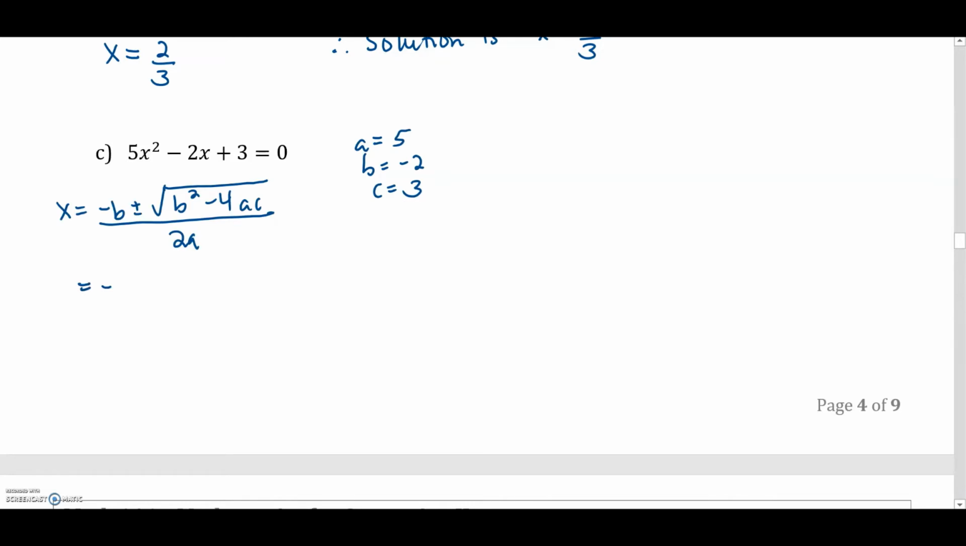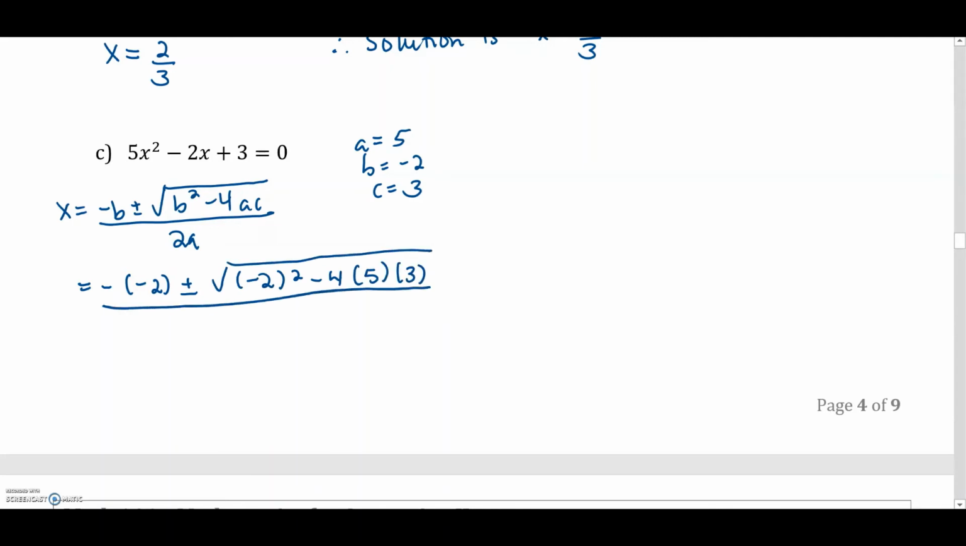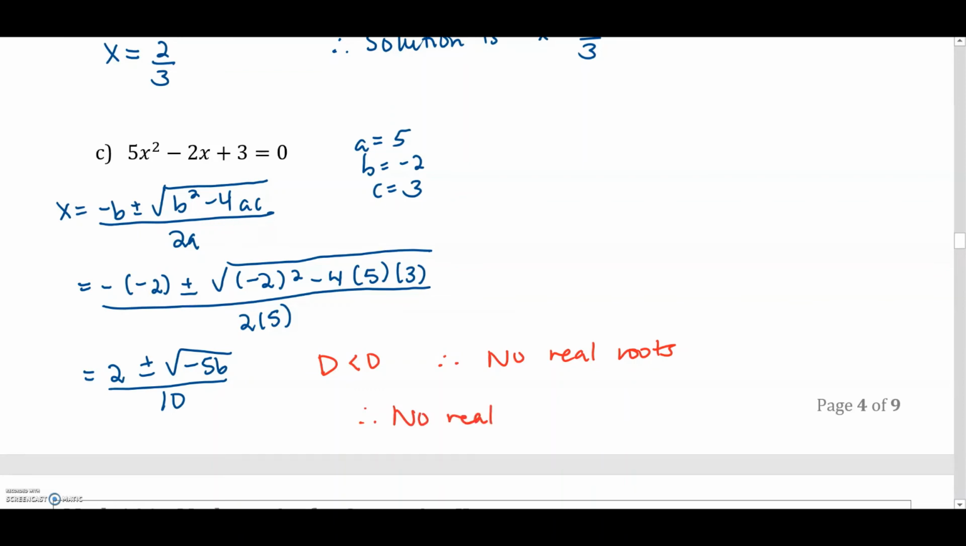And we get minus negative 2 plus or minus the square root of negative 2 squared minus 4 times 5 times 3 all over 2a. When we simplify it, we get 2 plus or minus the square root of negative 56 all over 10. Note our discriminant is less than 0, therefore we have no real roots, and there is no real solution.